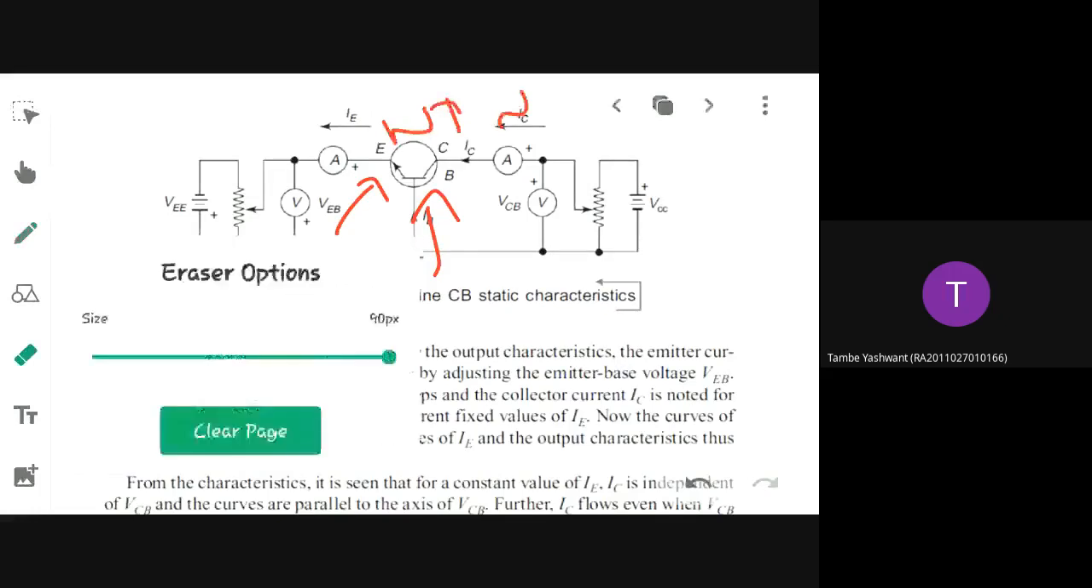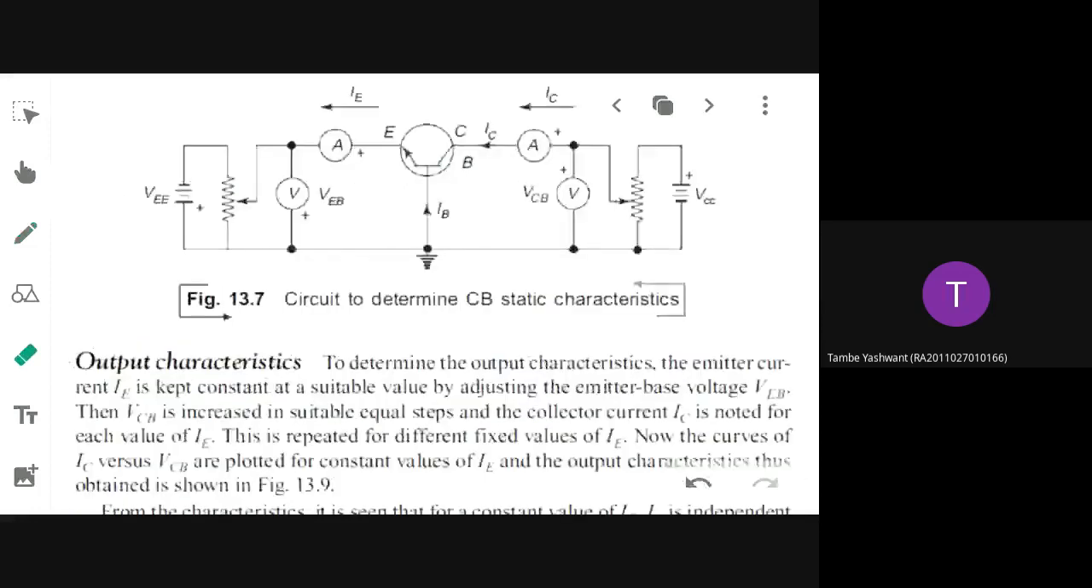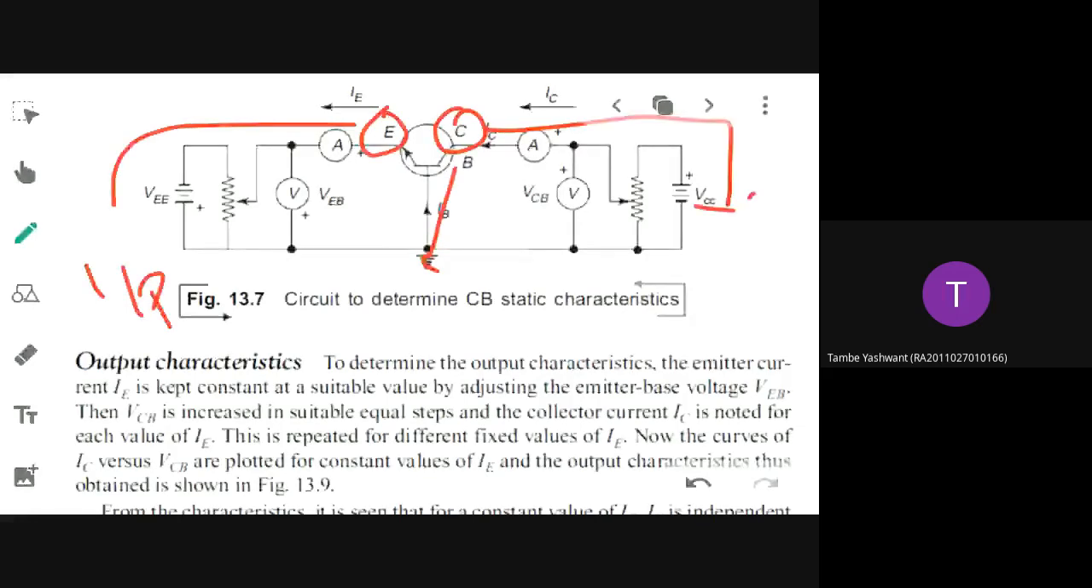The next question is, what type of transistor configuration is this? CB, since base is grounded. What is the input terminal and what is the output terminal? Emitter is input, collector is output, and base is grounded. So this is your CB configuration for which you are going to discuss the characteristics.